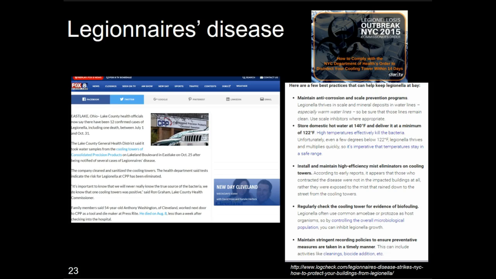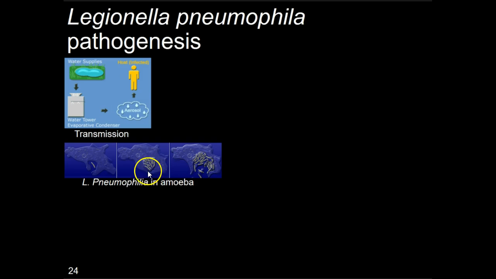So how is it spreading in water coolers? Why is it able to use water coolers to spread? Here we have a nice diagram of a water supply. This water supply supplies water to a water tower. As the water cools in this water tower, it creates these aerosols, and humans or hosts here can become infected from this aerosol. And the reason they can get infected from this aerosol is because this aerosol contains amoeba that have Legionella pneumophila within the amoeba.